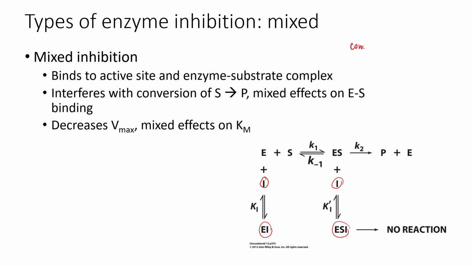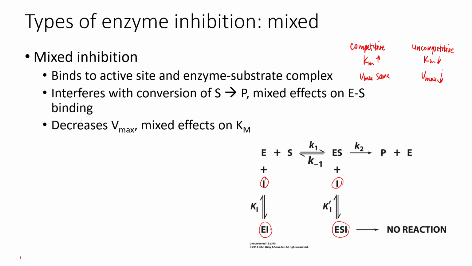So for our competitive inhibition, as a reminder, our Km was going up, but our Vmax stayed the same. For our uncompetitive inhibition, we had our Km going down and our Vmax also going down. And so let's consider how that's going to affect what's going to happen in our mixed inhibition, which is a combination of both of those things.